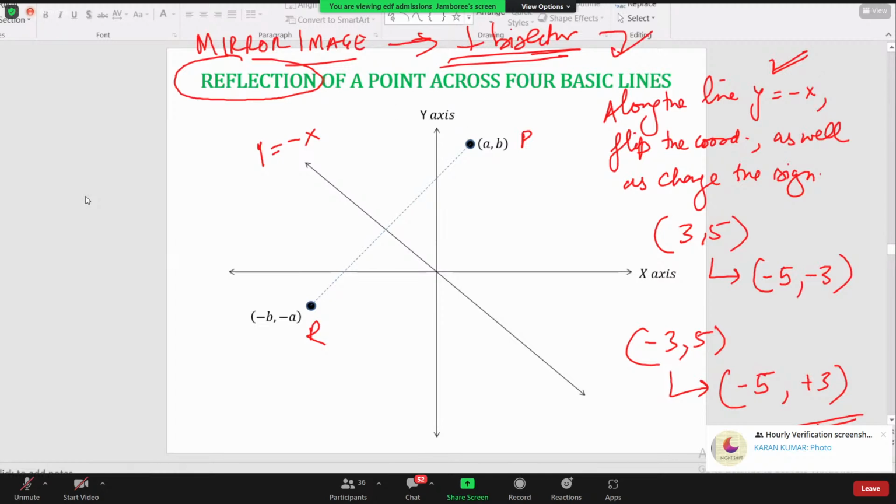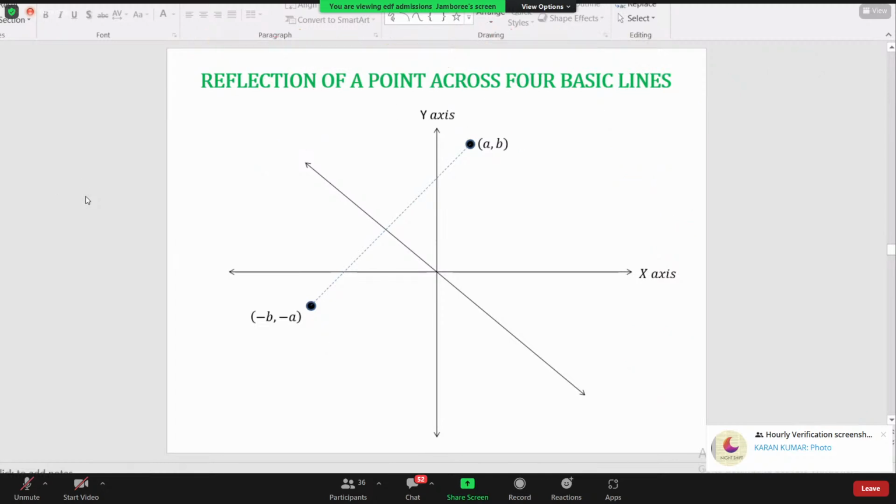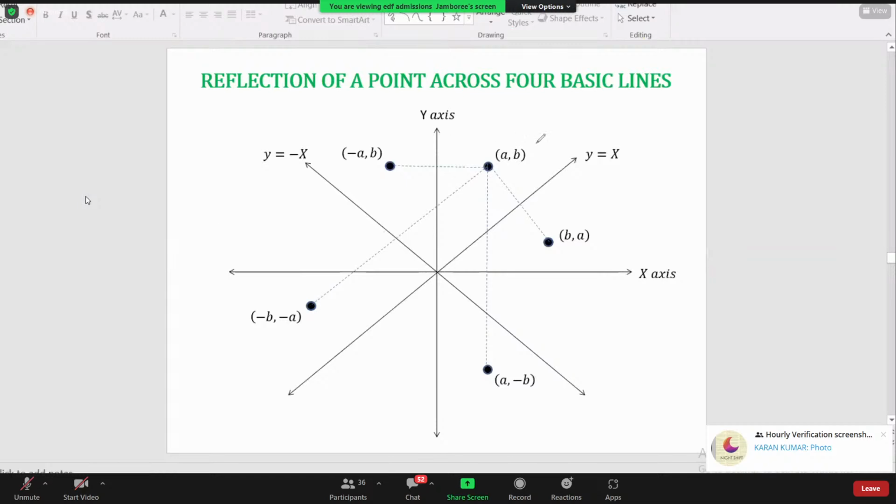Okay, guys, moving on. So this is something you need to be mindful about. If let's say P is the object, if the x-axis is acting as the mirror, then P dash will be the image formed having coordinates a comma minus b. If P is the object, the y-axis is acting as the mirror, then P double dash will be the image formed having coordinates minus a comma b.